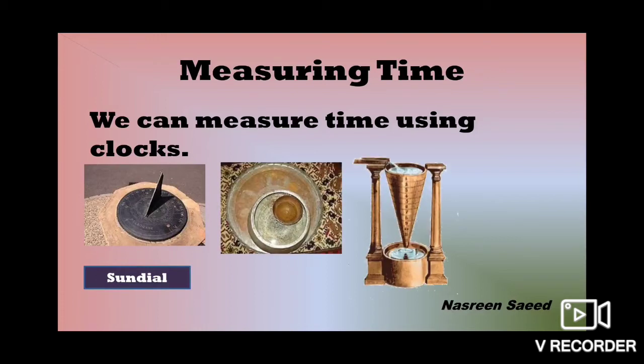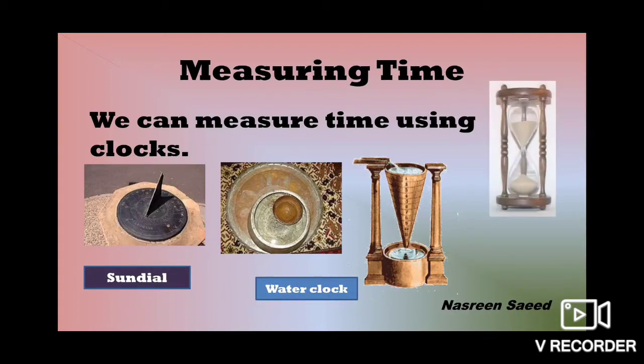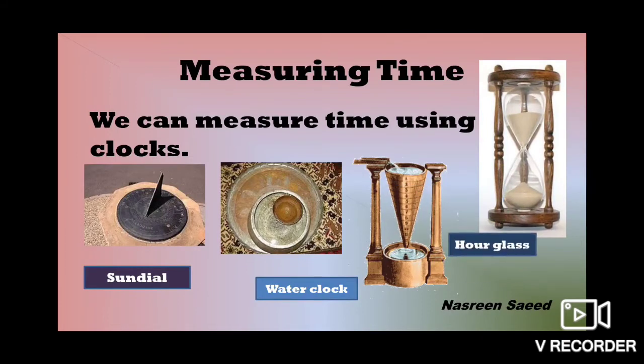Now if you see these two pictures, they are the water clock. Water was used to measure time, that is called a water clock. This is an hourglass or a sand glass. Sand was used to measure time.